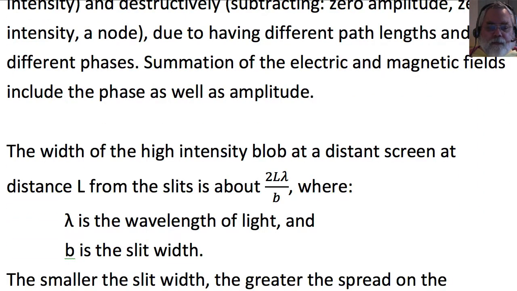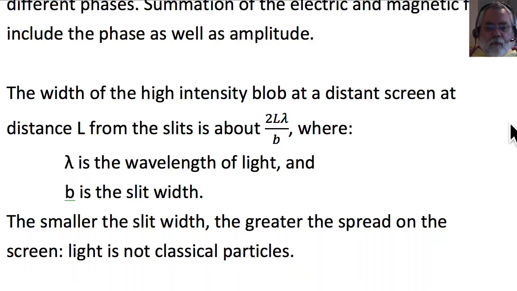The width of the high intensity blob at a distant screen, at distance L from the slit, this should say slit, it's one slit, is about twice the length times the wavelength of light divided by the slit width. So the smaller the slit width, the greater the spread on the screen. And just to reinforce, here light is not behaving like classical particles. It's behaving like a wave.